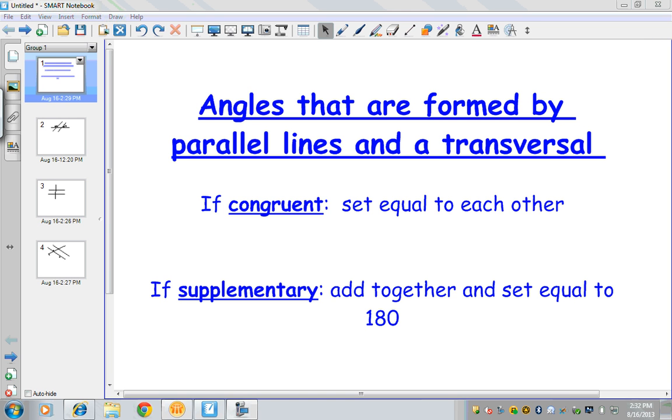Okay, this video is for anybody in my geometry class that is still having trouble identifying congruent or supplementary angles that are formed by parallel lines and a transversal. Now, please remember, if they are congruent angles, you set them equal to each other. And if they are supplementary, you add them together and set equal to 180.